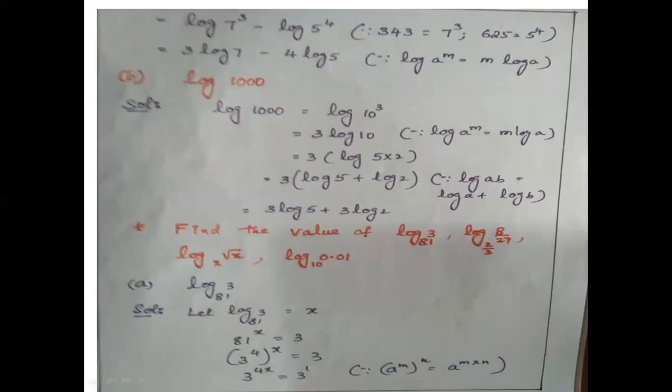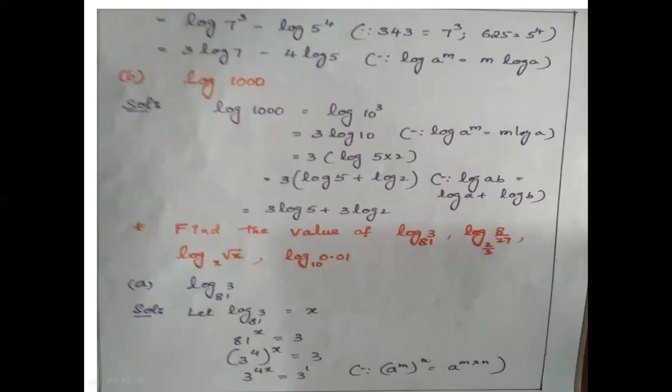Next, find the values of log 3 to the base 81, log 8 by 27 to the base 2 by 3, log root x to the base x, and log 0.01 to the base 10. These all models are very, very important from the examination point of view, children. These all are your textbook sums only. So some of them I'm explaining.